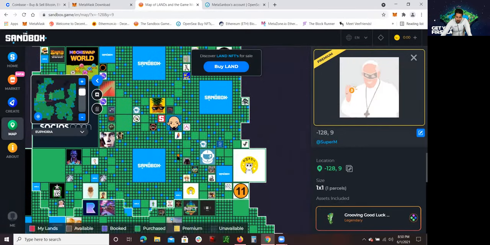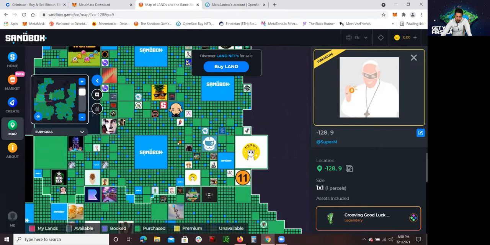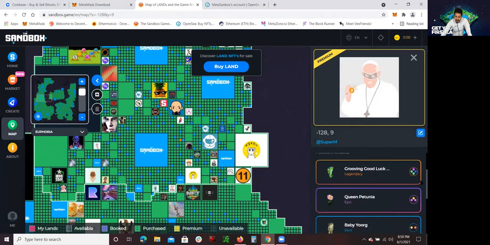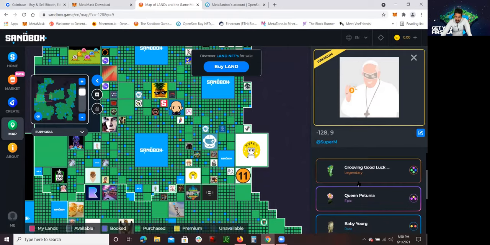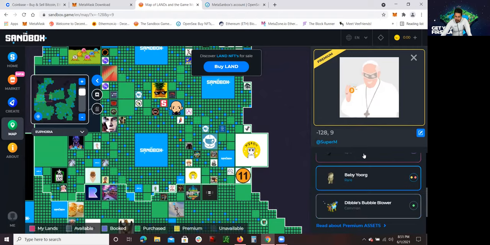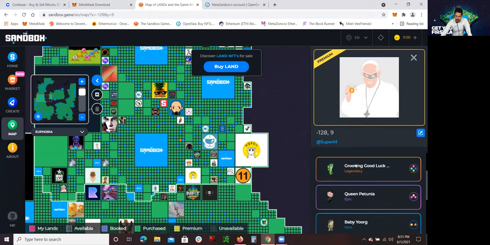So I actually bought this one. And the reason why I bought this land was because, well, for one, it's a premium land. So you can see it is a premium land. Premium lands pretty much come with other NFTs, like other crypto assets. And it comes with this one pretty much. It comes with four of these NFTs.